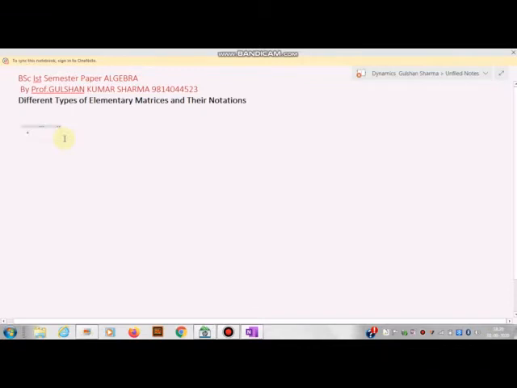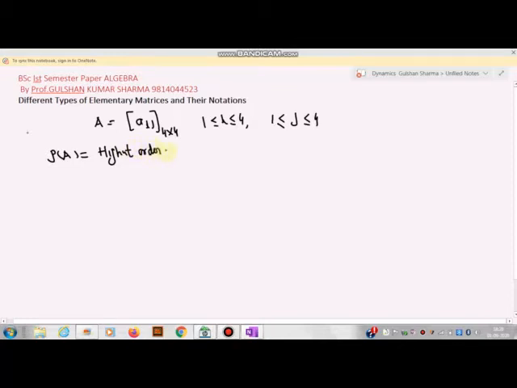In the last lecture, we calculated the rank of a matrix. If I have a matrix A with entries Aij, and this is 4 by 4, meaning i varies from 1 to 4 and j varies from 1 to 4, then I can calculate the minors. By the minor definition, the rank of A means the highest order non-vanishing minor. We have calculated it like this.